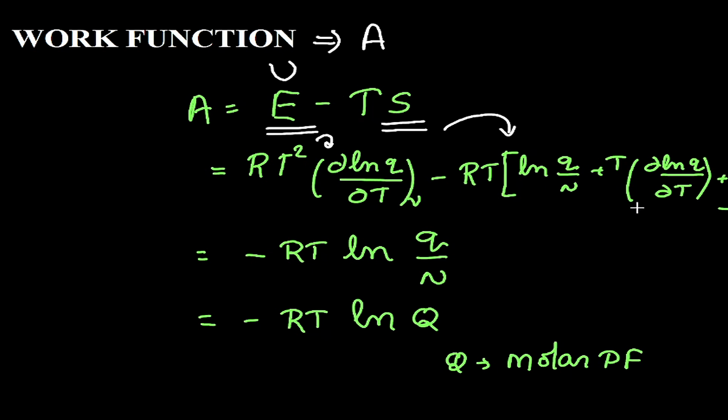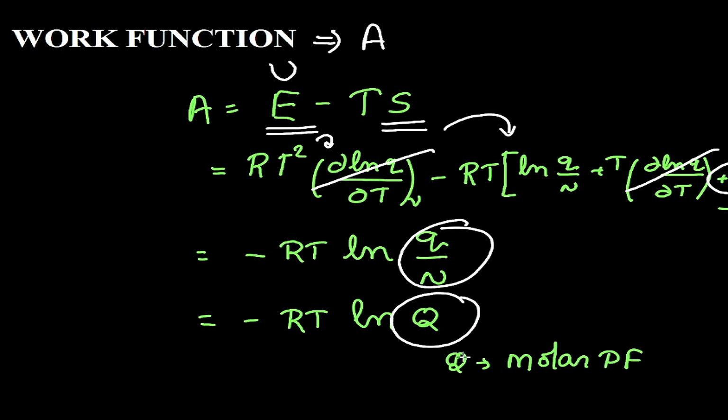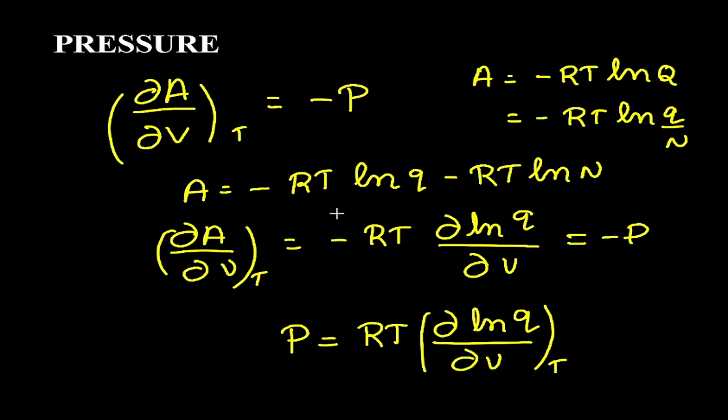Now this RT, when we multiply with this, we have RT squared, so both these terms will be cancelled out. We could neglect one as I said earlier, and hence we will have minus RT ln(q/N), and again this q/N could be represented in the form of capital Q, which is the molar partition function. Small q is the individual partition function for an individual system, and capital Q will be the molar partition function.